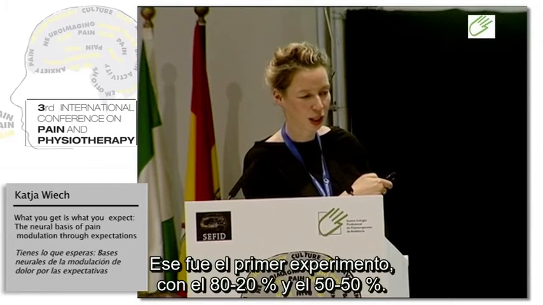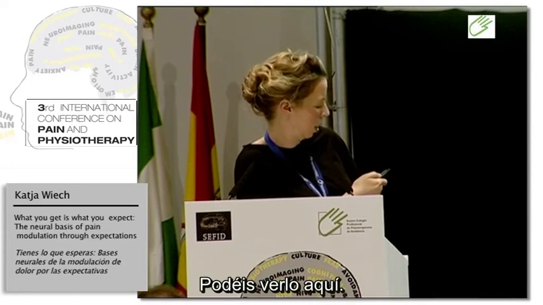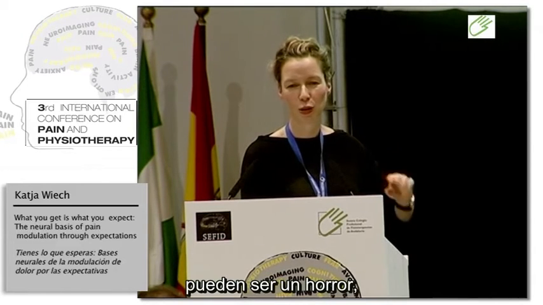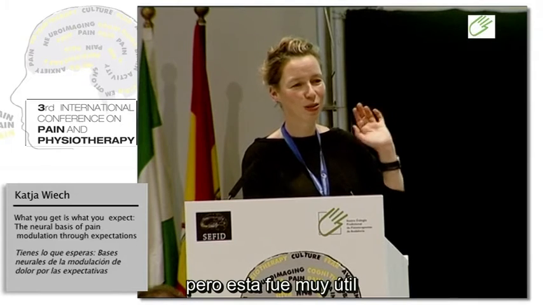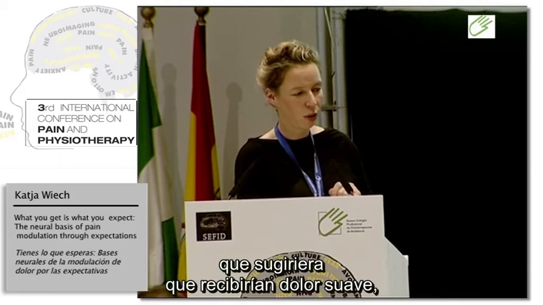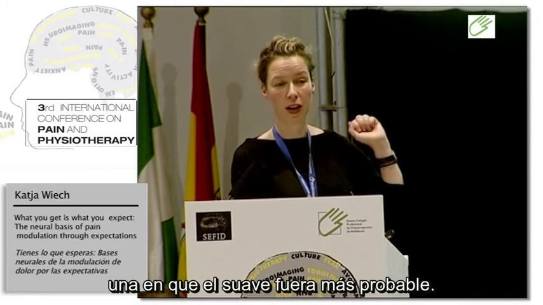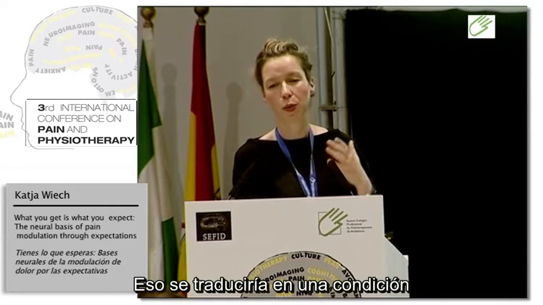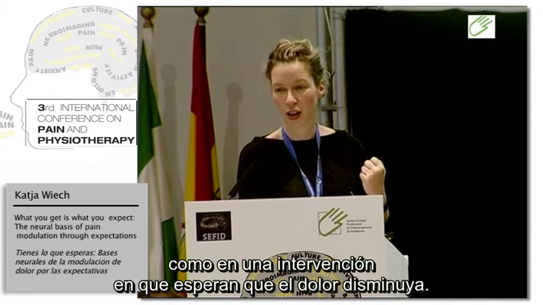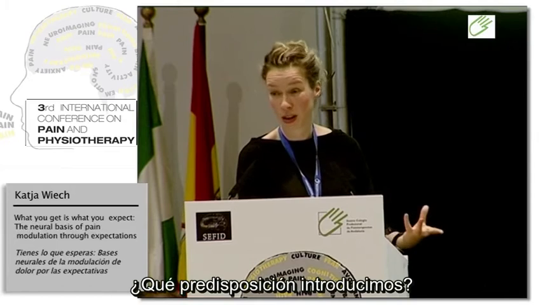That was the first experiment. So we had the 80-20 and the 50-50 conditions. You can see that here again. And then we had a fantastic reviewer. There can be a total pain, but this one was really, really helpful. And he said, why don't you include another condition where you also cue them towards low pain? So where low pain is very likely. And that probably translates to a condition like when you put people on an intervention and they expect the pain to go down. What type of bias do we introduce there?